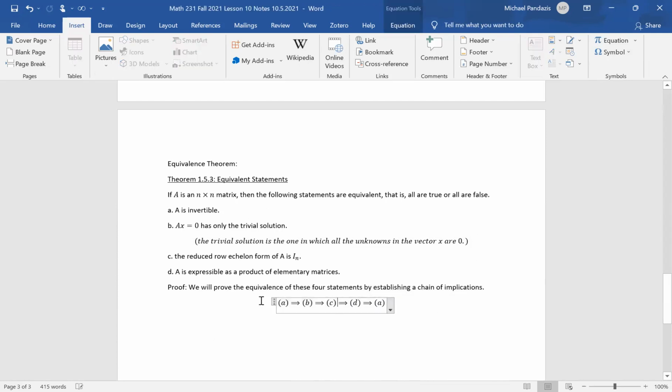So that's the goal of this proof. If we show all these implications, that A implies B and B implies C and C implies D and D implies A, that means that all the statements are equivalent. Okay, so another way that that's illustrated is that if you have statements A, B, C, and D, the goal is to prove that A implies B, B implies C, C implies D, and D implies A. And if that's true, then every statement implies every other statement, and vice versa. And so then that means that they're equivalent.